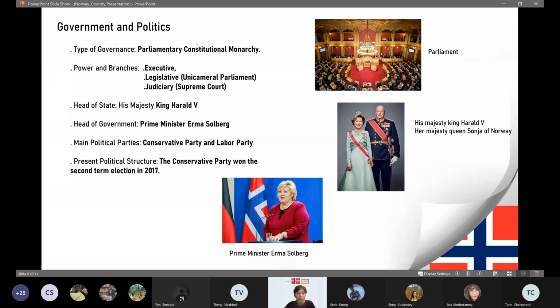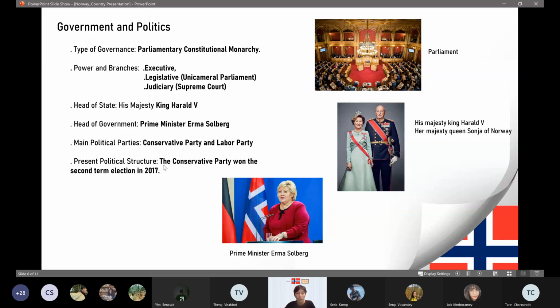Talking about the government and politics, Norway's type of government is a parliamentary constitutional monarchy. The power is divided into three branches. The first one is executive, the second is legislative with a unicameral parliament, and the other one is judiciary. The Supreme Court is the highest court, and the head of state is His Majesty King Harald V, here, and Her Majesty Queen Sonja of Norway. The head of government is Prime Minister Erna Solberg, and the main political parties are the Conservative Party and the Labour Party.